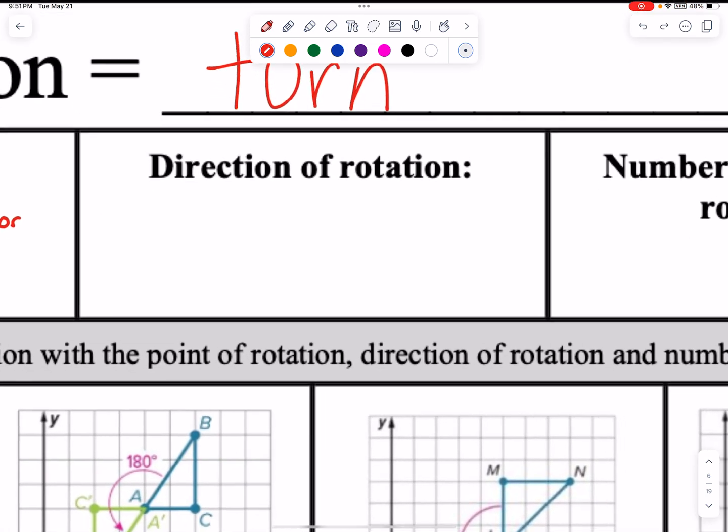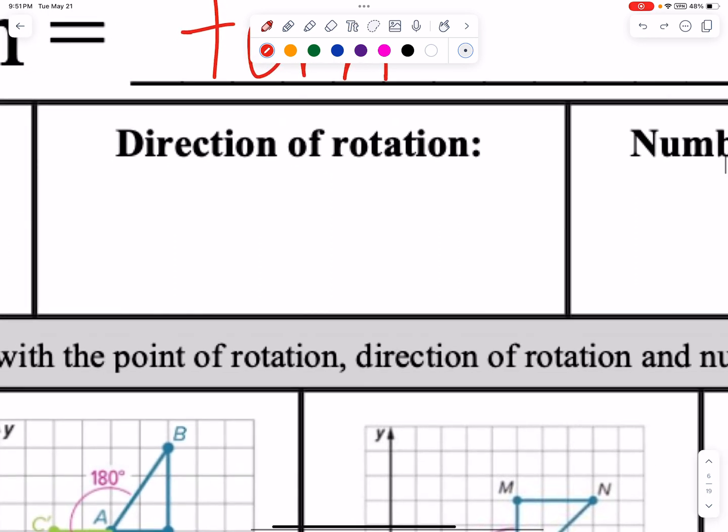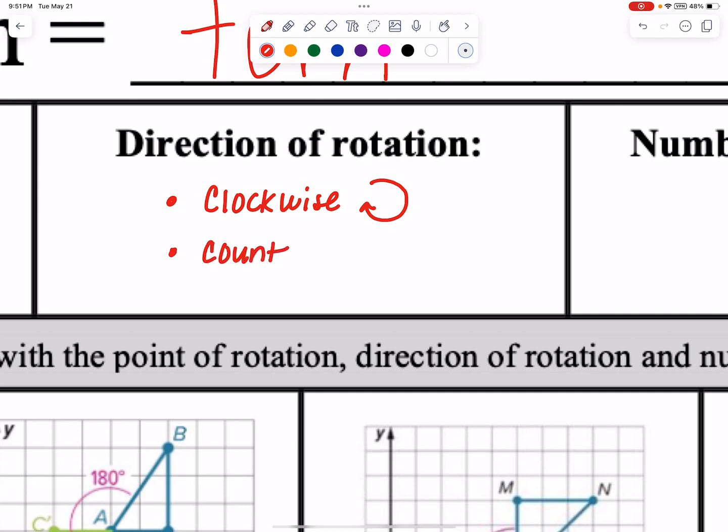All right, direction of rotation. How can you rotate? Well, option 1 would be clockwise around a point or an origin. That's the way a clock goes, which is this way. Or do you know what the opposite is? If you said this, you would be correct.